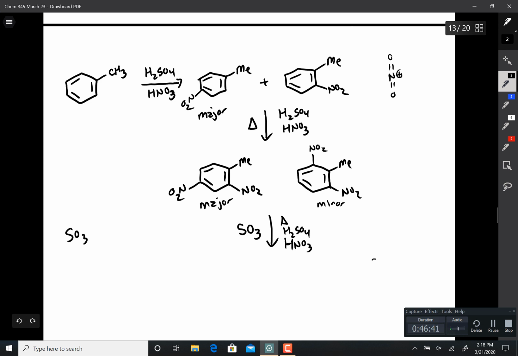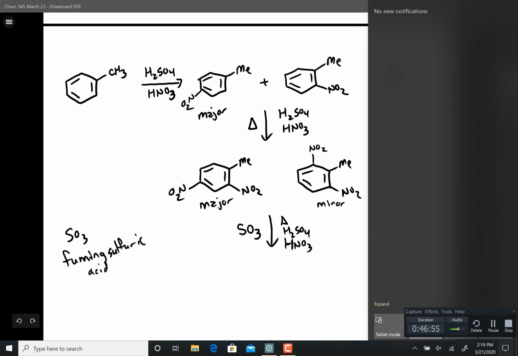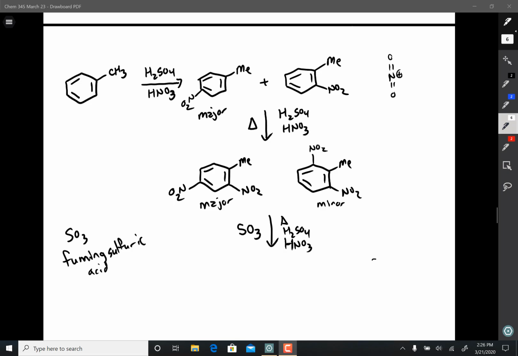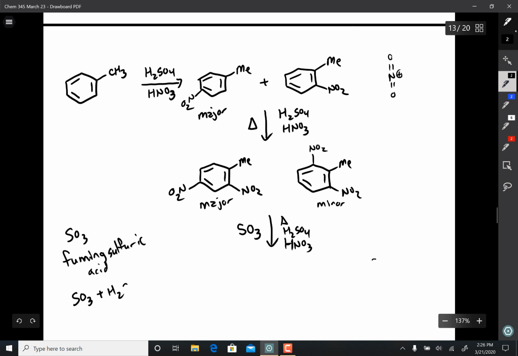SO3 is sulfur trioxide. It's sometimes referred to as fuming sulfuric acid, because when you open up a bottle of this stuff, it fumes. That fume is actually the moisture from the air being sucked right into that bottle. Fuming sulfuric acid is actually quite hygroscopic. What it does is it reacts with water quite violently to make concentrated sulfuric acid.